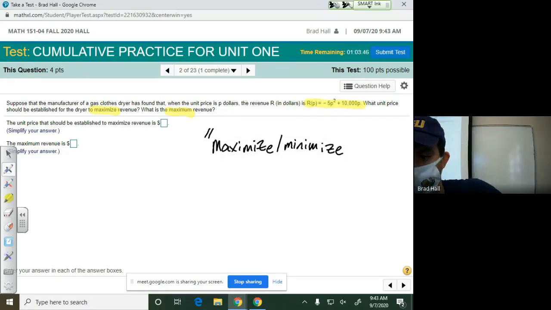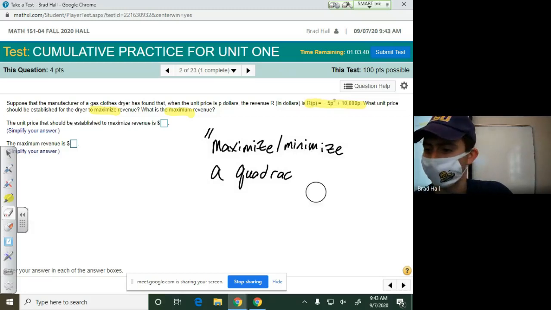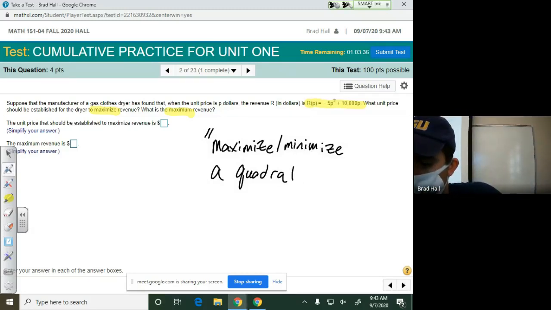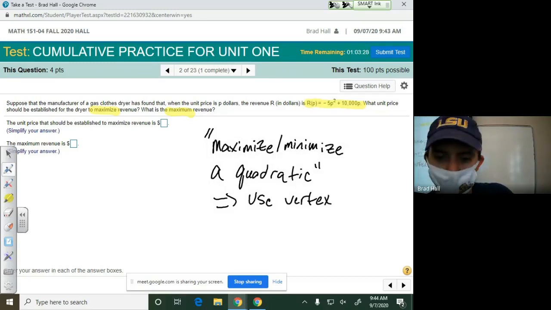Maximize, minimize a quadratic. Wish I could spell today. Try it again. This implies we use the vertex, or find the vertex rather.